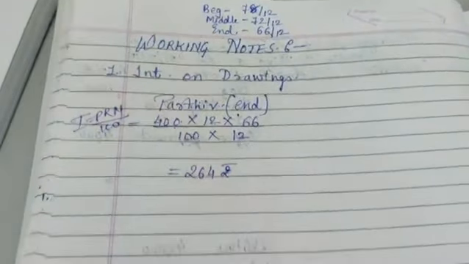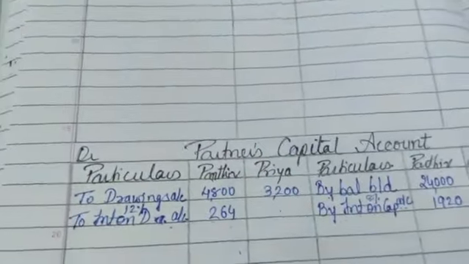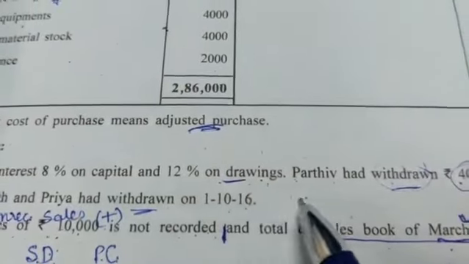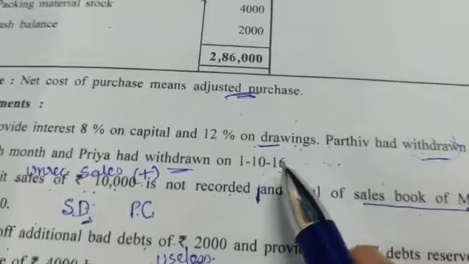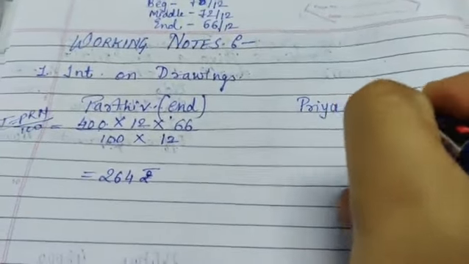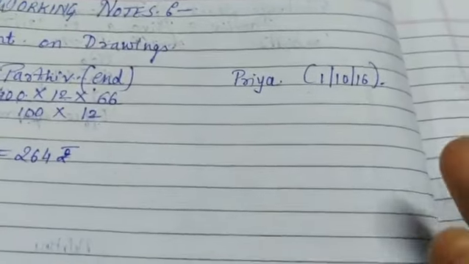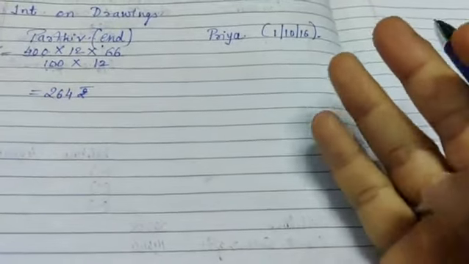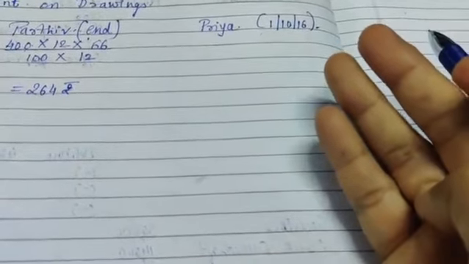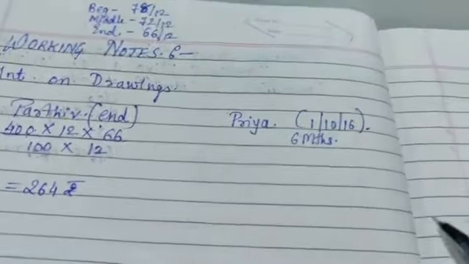Now this amount 264 you will put here. Fine, now for Priya, what they have told you, they have given a date. They have not mentioned beginning, middle or ending, so do not do it like that. For Priya they have given a date, 1/10/16. If I calculate from 1/10/16, so 10, 11, 12, 1, 2 and 3, till March ending it is coming how much? 6 months. So here I have to calculate the interest for 6 months.